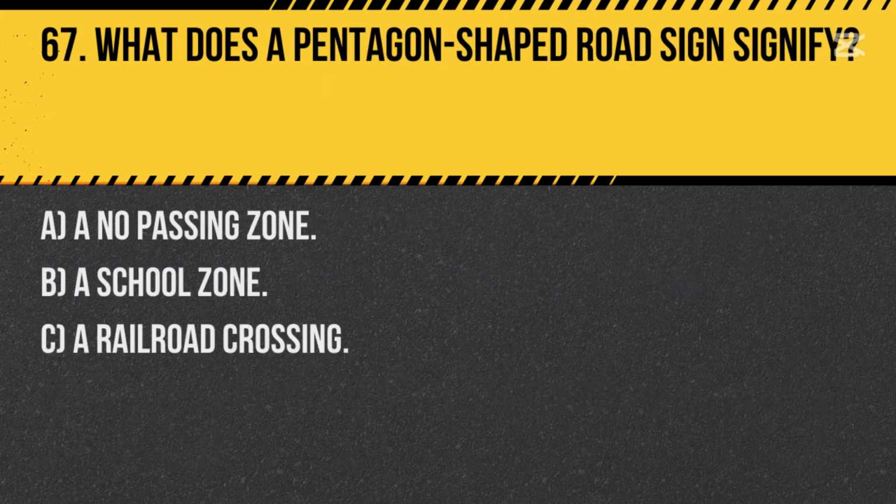Question 67. What does a pentagon-shaped road sign signify? A. A no passing zone. B. A school zone. C. A railroad crossing. Answer. B. A school zone. Pentagon-shaped signs are used to indicate school zones, alerting drivers to the presence of children and the need for reduced speed and increased caution.